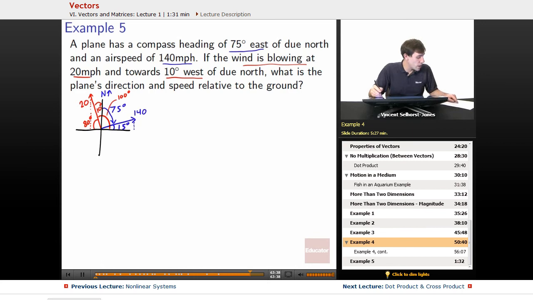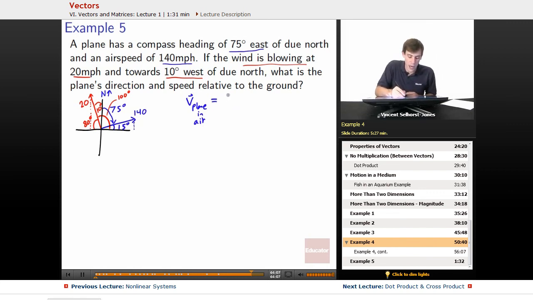So the plane, what is the velocity of the plane in the air? To be able to figure out what the plane's direction and speed is relative to the ground, we have to combine its motion in the medium with the medium's motion relative to the ground. Its motion in the medium is the 75 degrees east of due north, and an airspeed of 140 miles per hour. The blue part and the red part, the wind blowing, is the air relative to the ground. So we have to combine those two things.